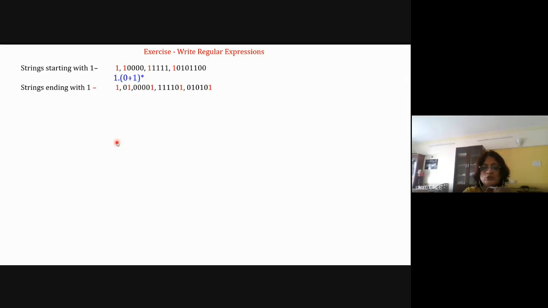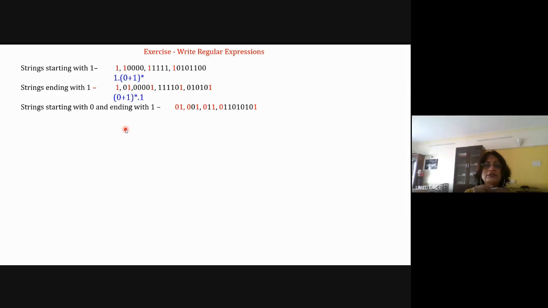Okay, so strings ending with 1. Now it is either 0 or 1 in the beginning, and it should end with 1. So dot 1. So 1 is compulsory. So this part is R1, this part is R2, and R1 is equal to (0 plus 1) star. Okay, so let's move on to the next.